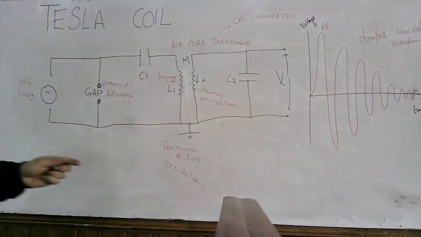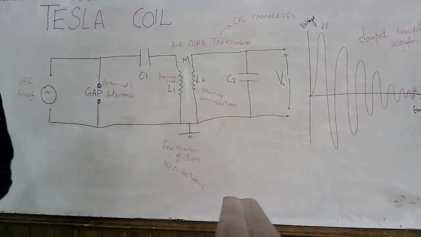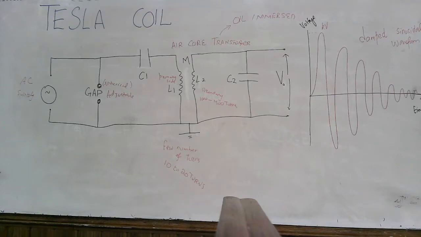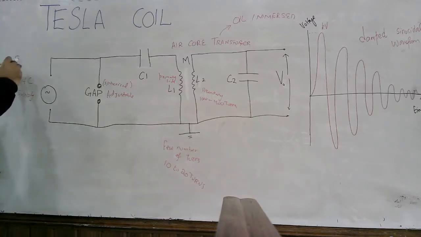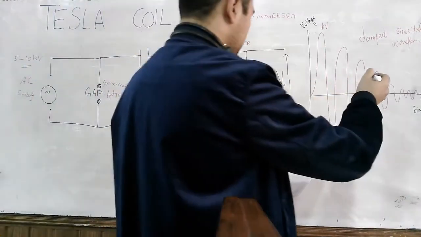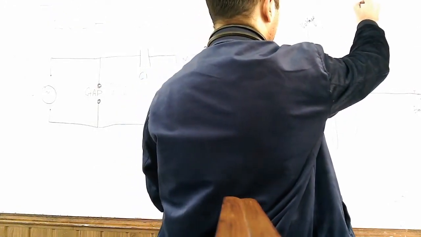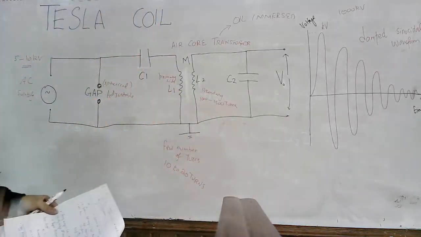So you can see that here you have a damped sinusoidal waveform. And one more thing I must share with you before we move on. The input voltage range, the primary voltage you apply here, is around 5 to 10 kilovolts, and the voltage we get here can be up to 1000 kilovolts.